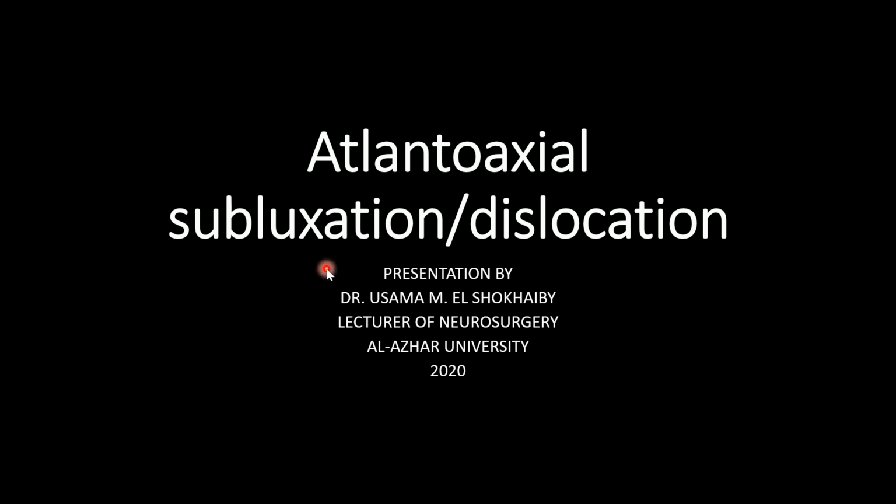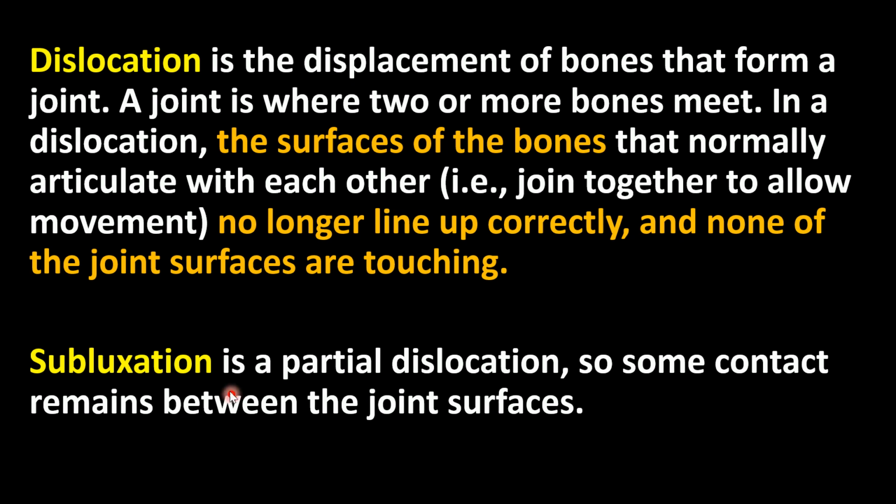Atlantoaxial subluxation and atlantoaxial dislocation. Dislocation is the displacement of bones that form a joint, and a joint is where two or more bones meet. In a dislocation, the surfaces of bones that normally articulate with each other to form the joints no longer line up correctly, and none of the joint surfaces are touching. Subluxation is a partial dislocation, so some contact remains between the joint surfaces.